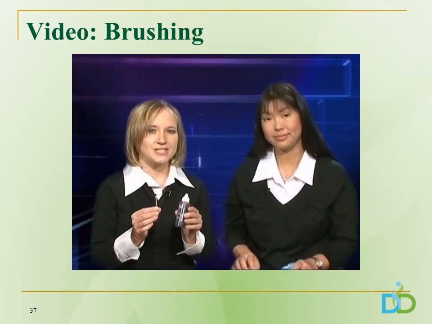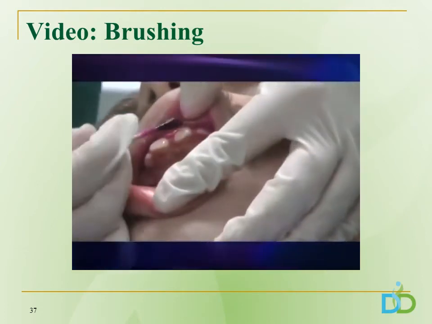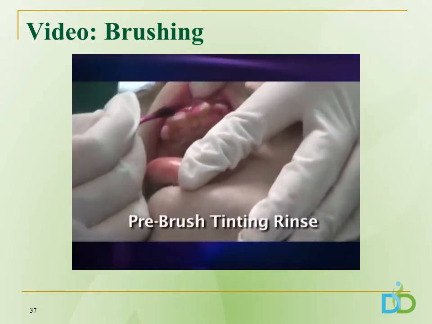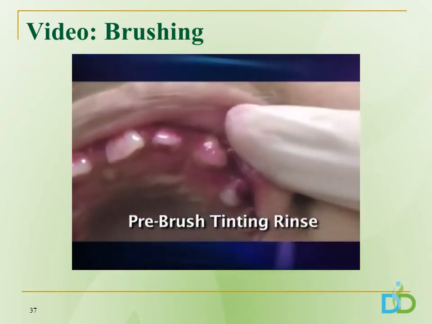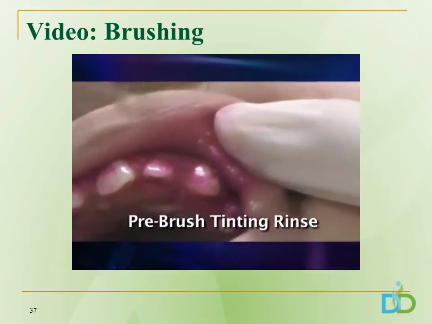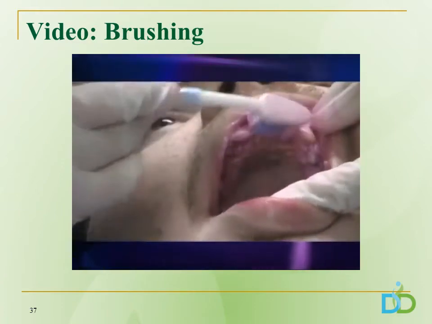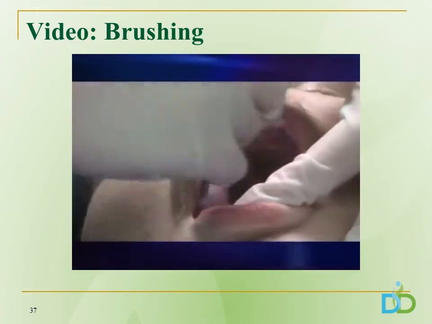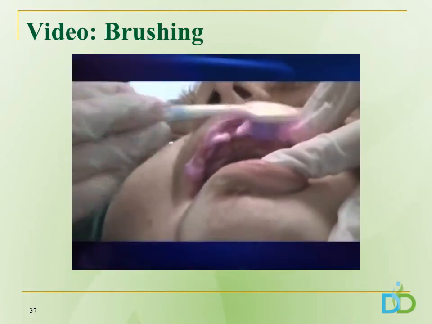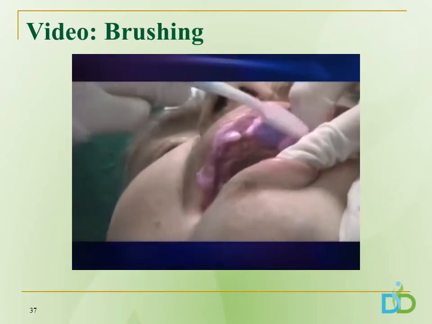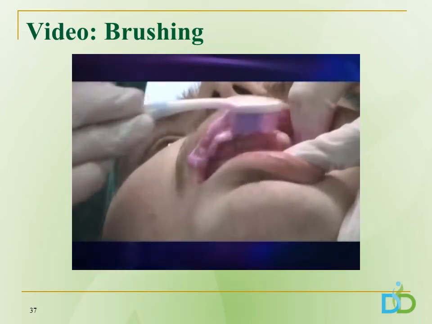A pre-brush tinting rinse used before brushing would also help in identifying areas where attention is needed. The rinse may be brushed or swabbed onto the teeth to show you where the plaque is so that you can better clean the child's mouth. Remember to continue to brush until all of the dye is removed. You may have to brush multiple times to remove all of the plaque. After brushing, you may wipe the teeth and mouth with a towel to evaluate what areas still need to be cleaned.